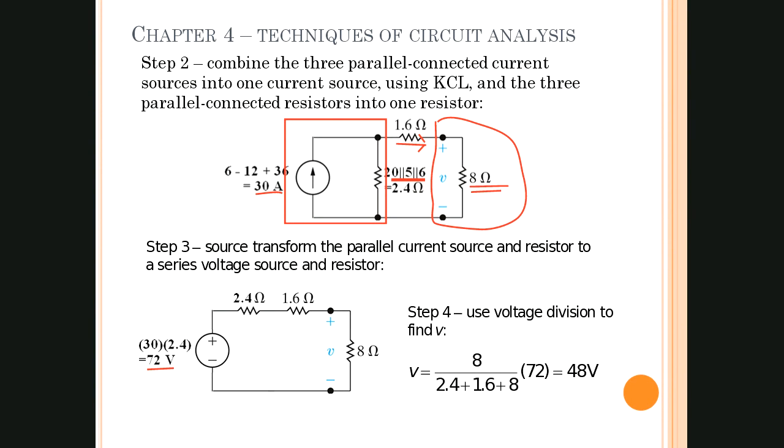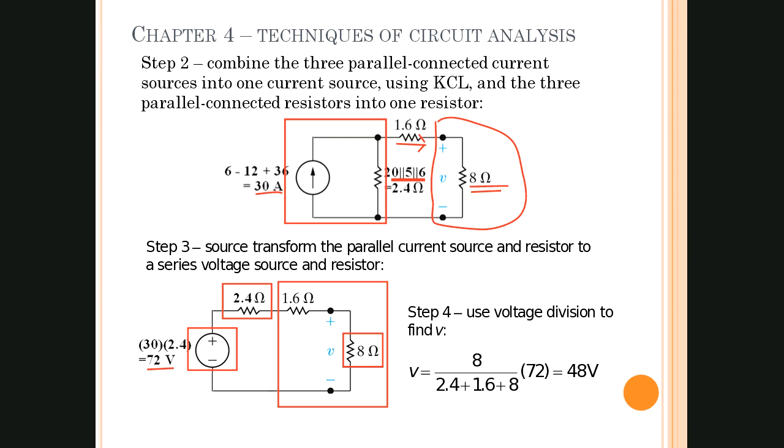And so then we go ahead and do the source transformation and create a voltage source, which we have down here. So now we can write a 72 volt independent voltage source in series with a 2.4 ohm. Once we get to this point, we can actually go ahead and put the rest of the circuit back together, which is the 1.6 ohm, which will be in series with, in this case, the 8 ohm load, right?